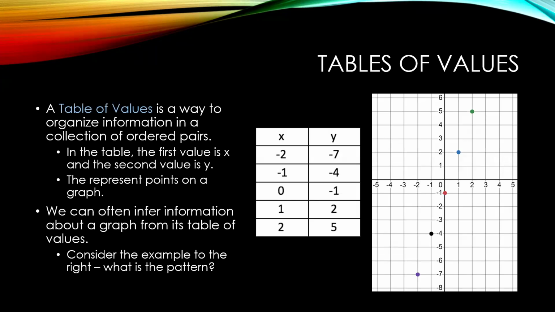Sometimes we will use a table of values to plot out multiple points. And so a table of values is a way to organize information in a collection of ordered pairs. And so here we can see the x and y values. This would be our first value in the ordered pair. This would be our second value. We can often infer information about a graph from a table of values. And so considering this table of values and what those points look like, what does the pattern look like it's going to be? Well, as you're going 1 to the right, we're going up 3, and we're going to repeat that over and over again. If this were a continuous function, we might assume that it's going to be a line.